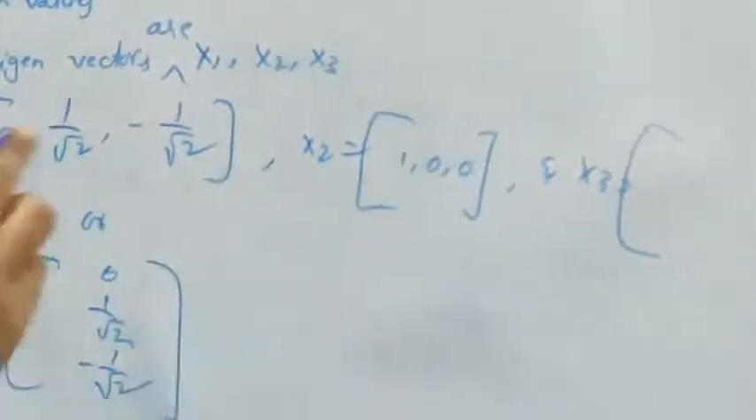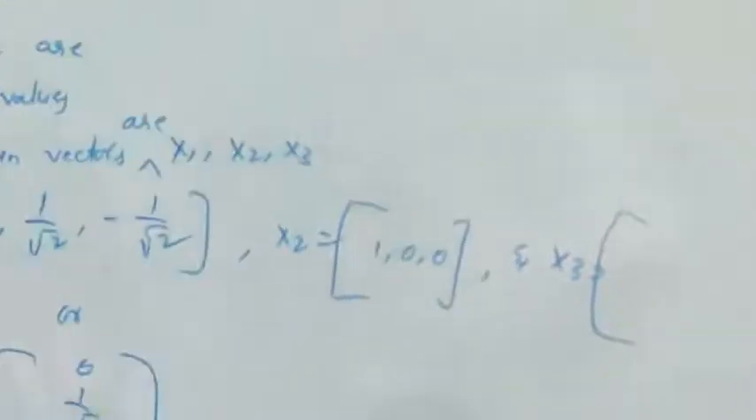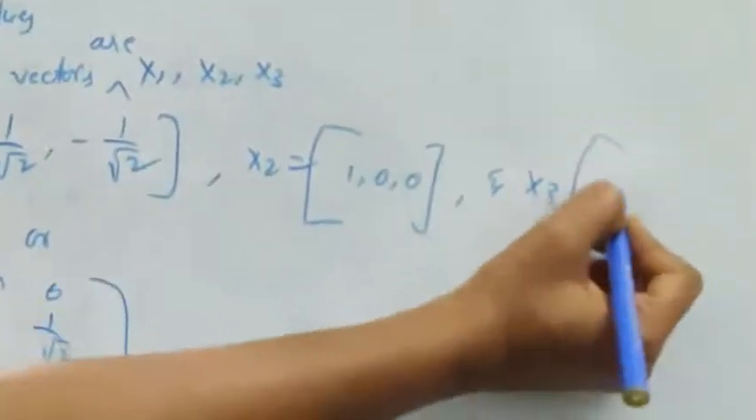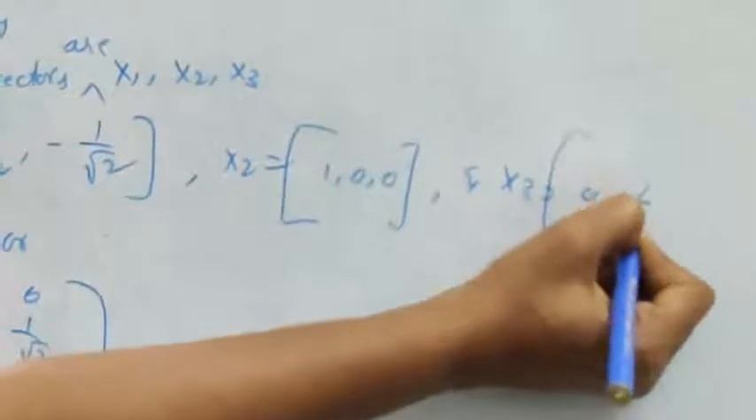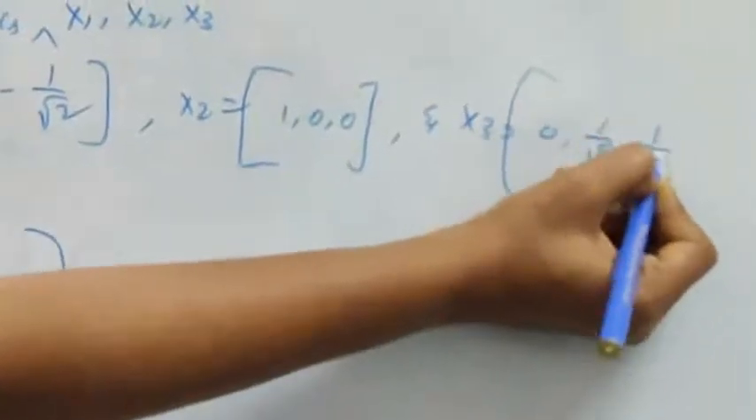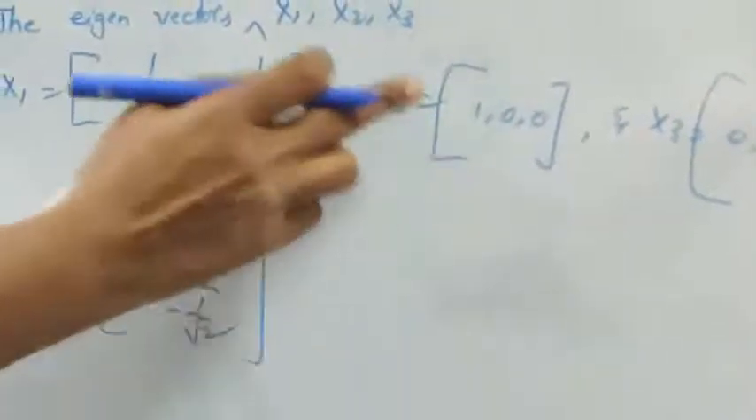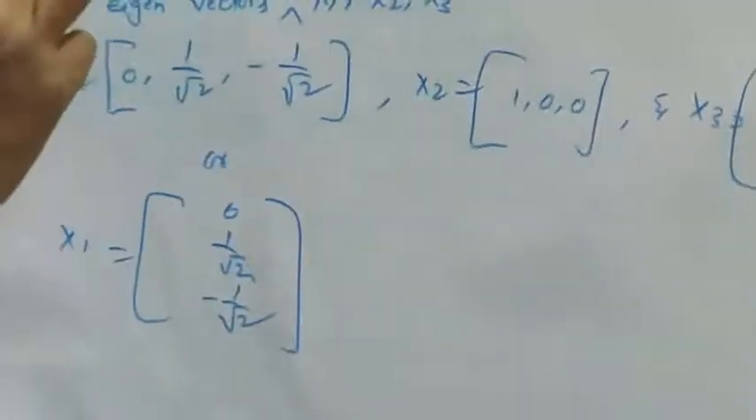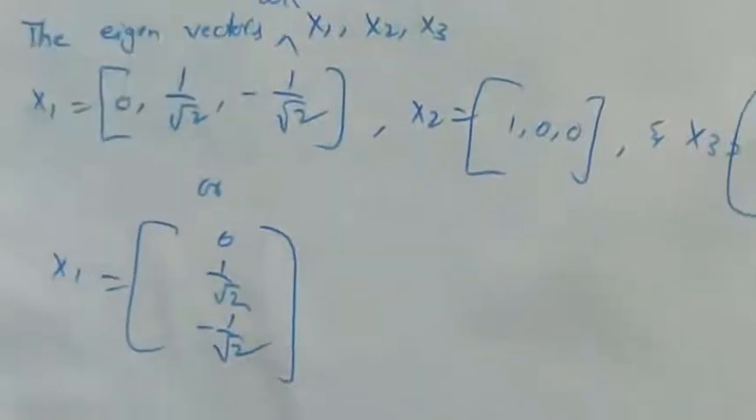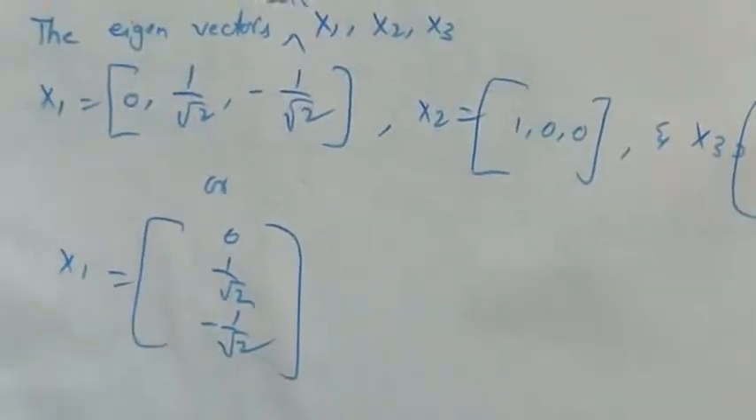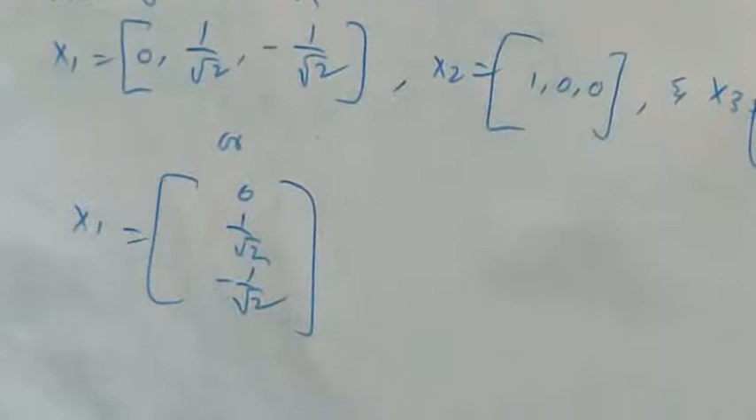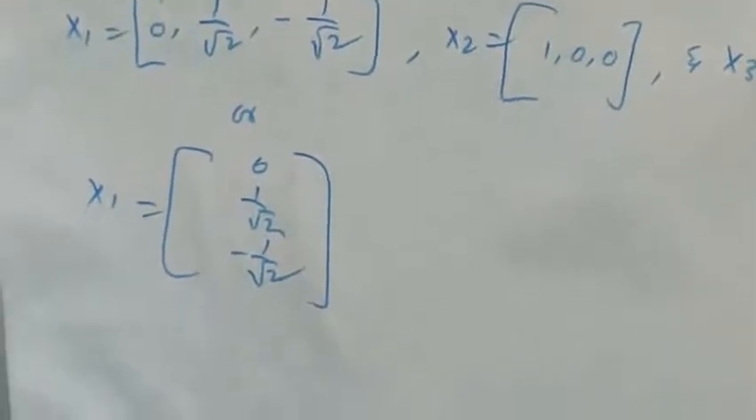Here x1, x2, x3 values are nothing but eigenvectors. So what you got? 0, 1 by root 2, comma 1 by root 2. So these are the eigenvectors corresponding to eigenvalues 0, 1, 2. So this is the process for getting eigenvalues, eigenvectors and the characteristic equation.